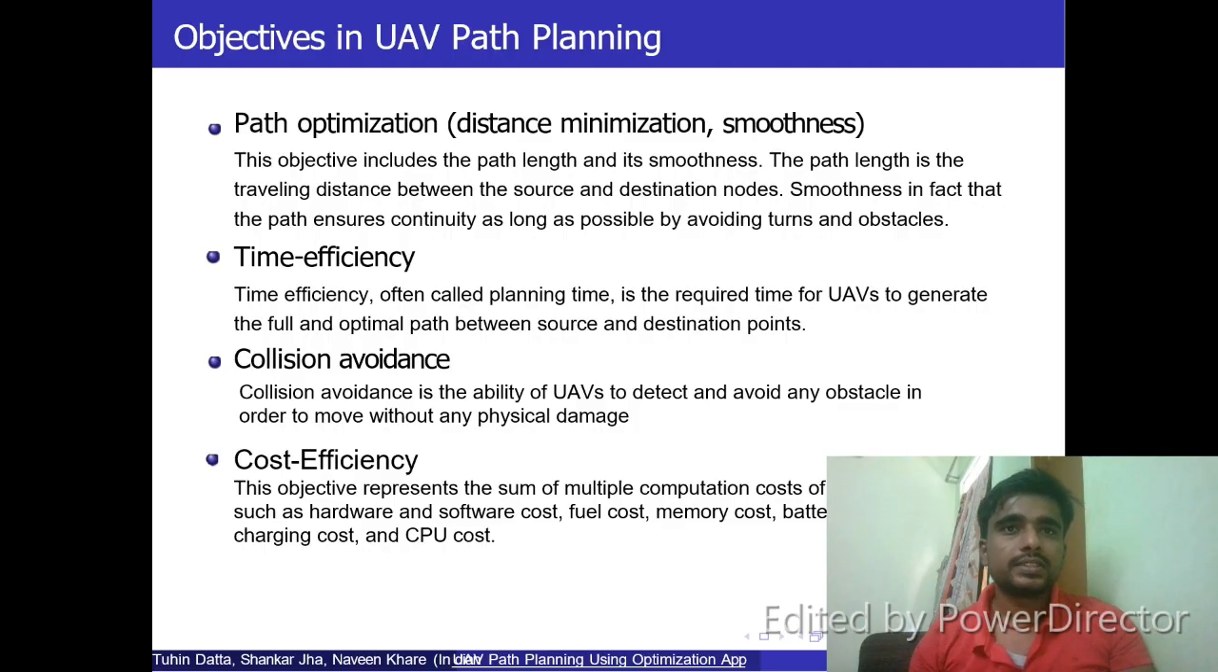Third is collision avoidance. Collision avoidance represents the fundamental ability of the UAV to detect and navigate through obstacles without incurring physical damage. And finally is cost efficiency. Cost efficiency encompasses various costs, including hardware, software, fuel consumption, memory use, and battery charges.